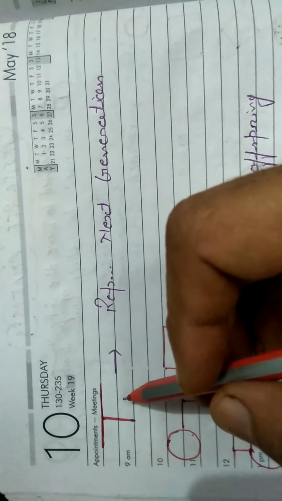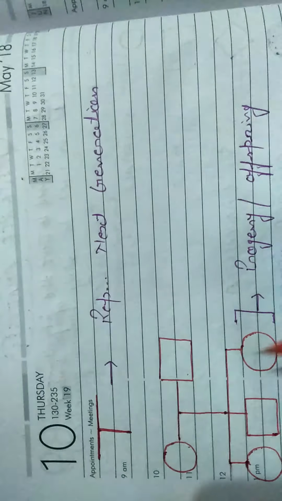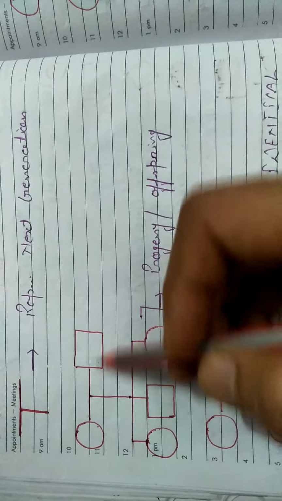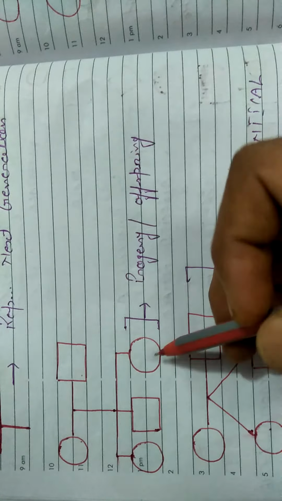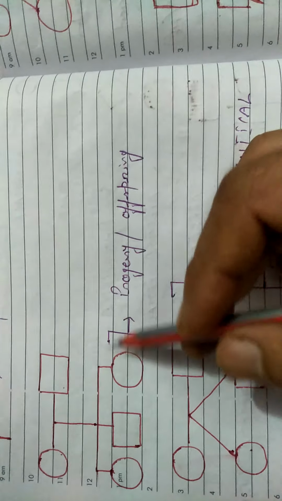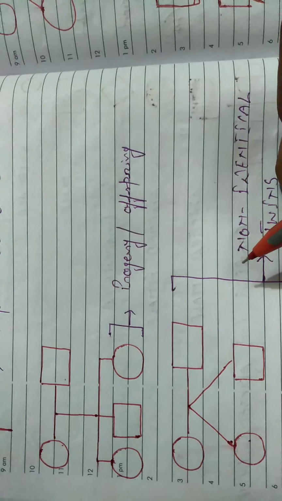Other symbols, for example, the T-like structure. It represents the next generation. Suppose this is female, this is male, and whenever the cross takes place, then three generations are related to it. These denote progenies or offsprings.